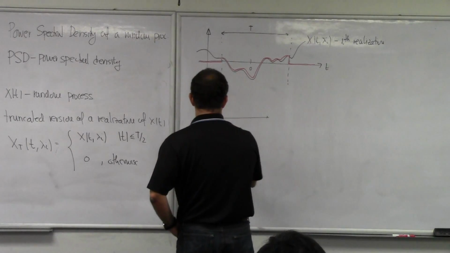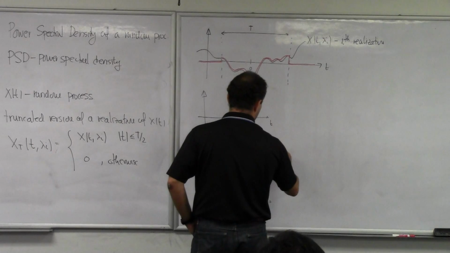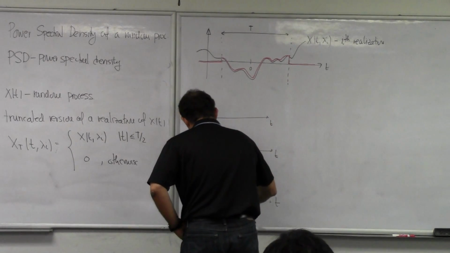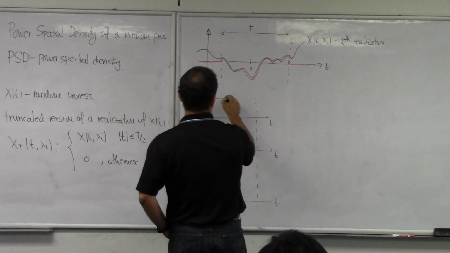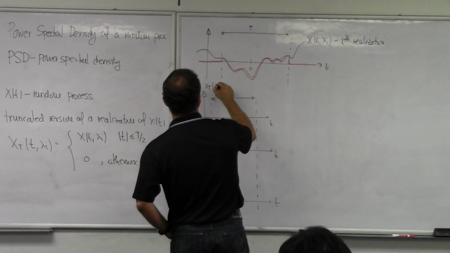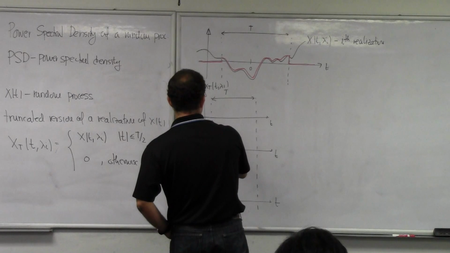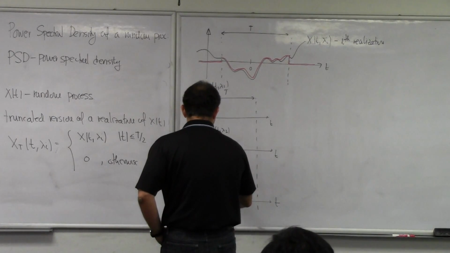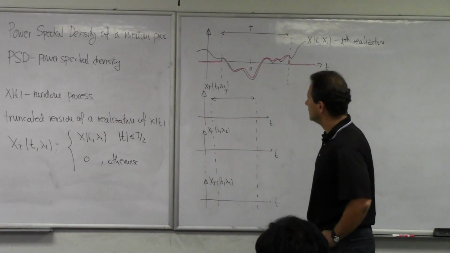And let's just, this is t. And this is my duration of capital T. So this is x_T of t, lambda 1. This one is here x_T of t, lambda 2, x capital T of t, lambda n, and so on. There's infinitely many of these guys.